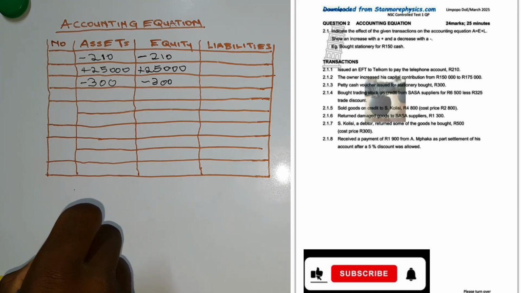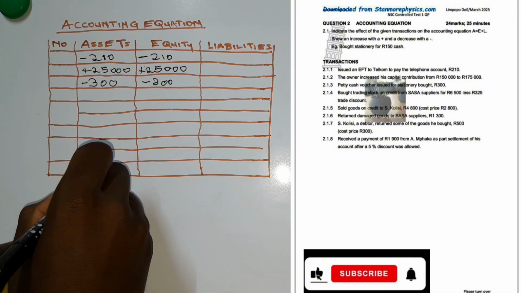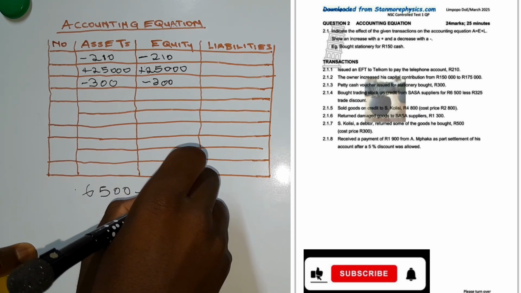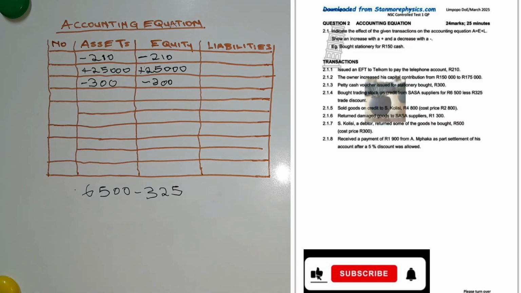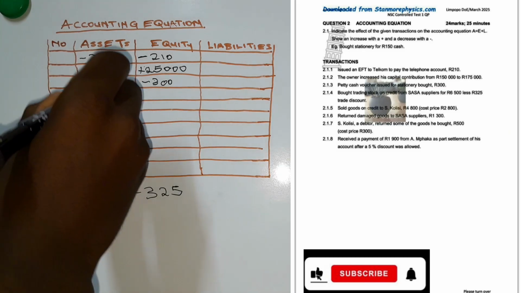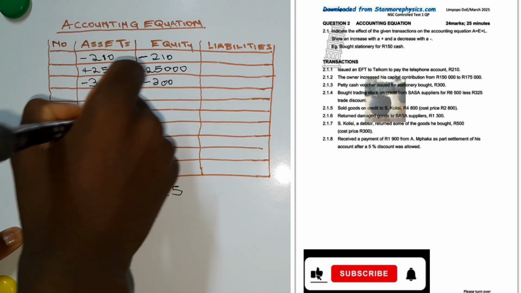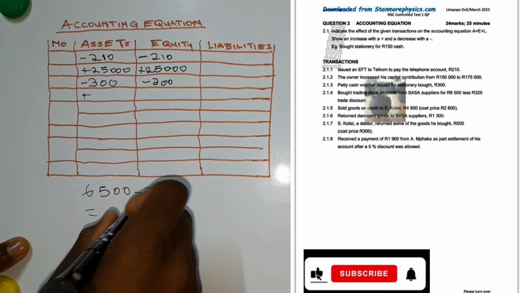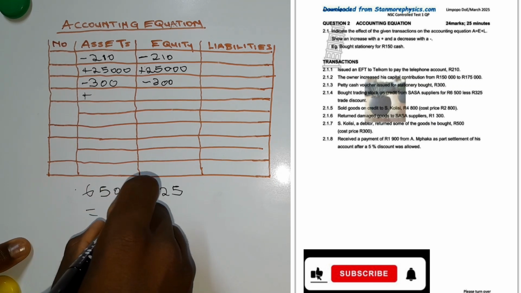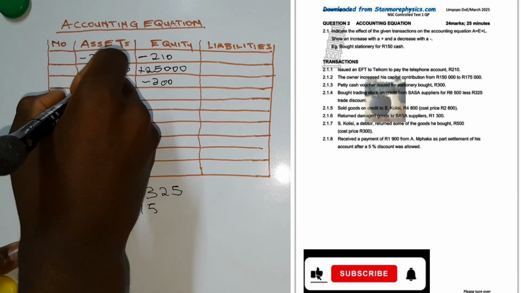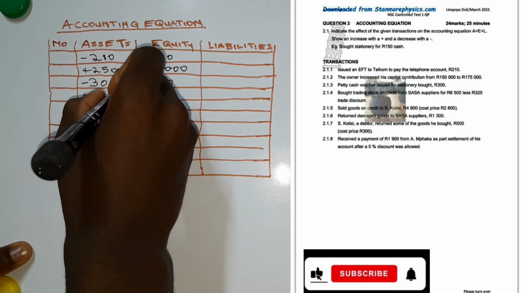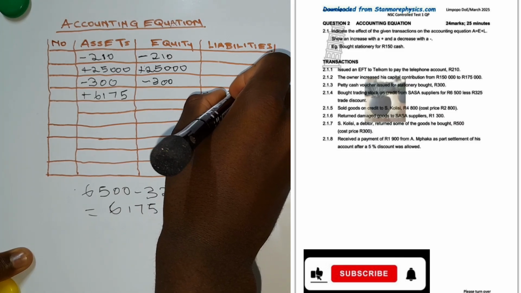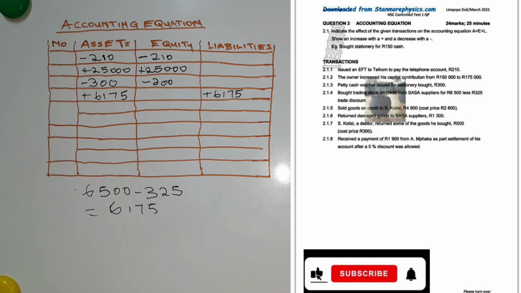Firstly, let's minus that discount. 6,500 minus 325 gives us 6,175. As I said, it's going to affect our asset, which is trading stock. Our trading stock is increasing because we are buying, so we're going to say plus 6,175. Then also under liability, you're going to say plus 6,175.